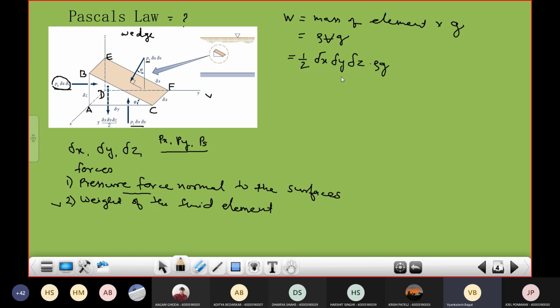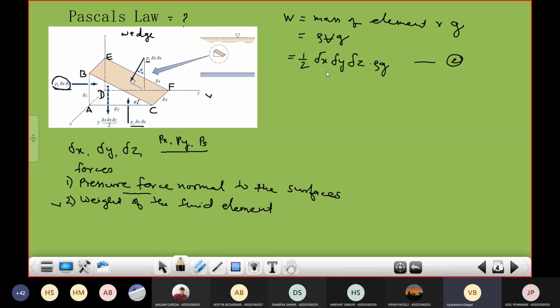Is it clear? So this is your second force, which is the weight of the fluid element. Now, under equilibrium condition, these forces balance each other. That's why this element is in the position where it is, right?